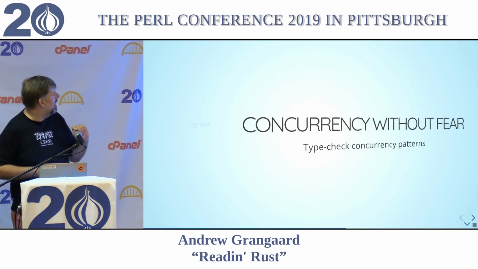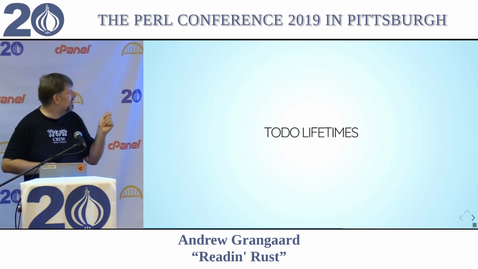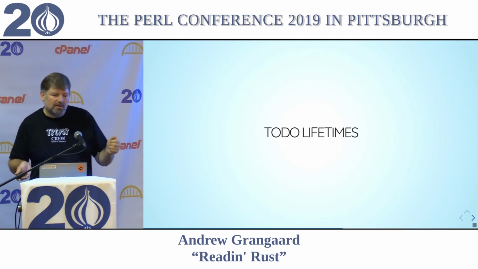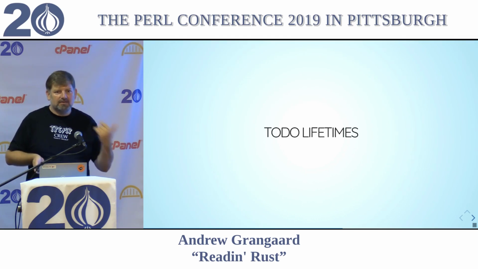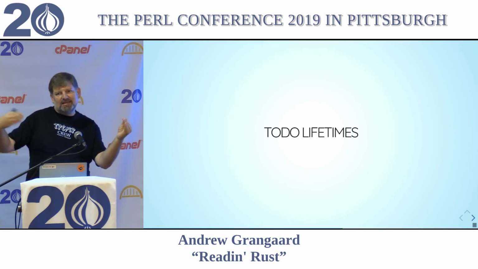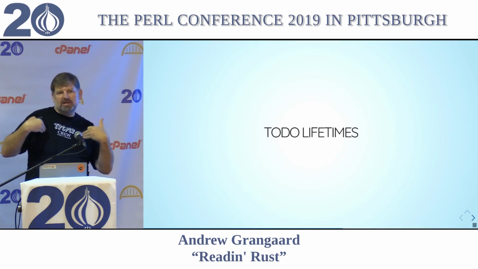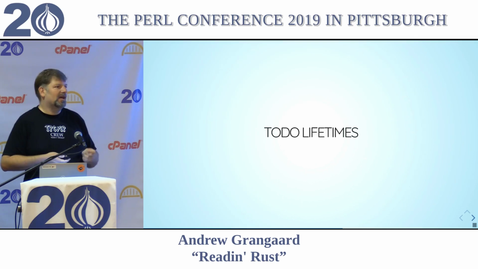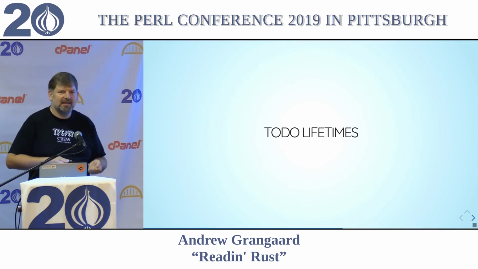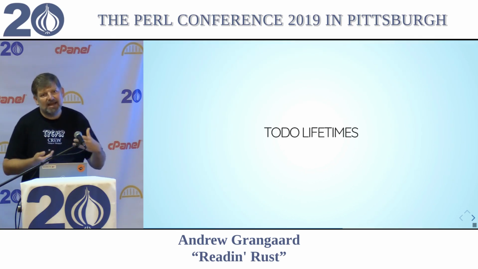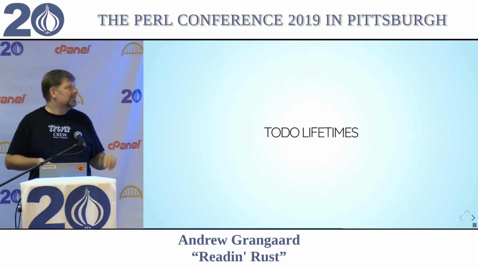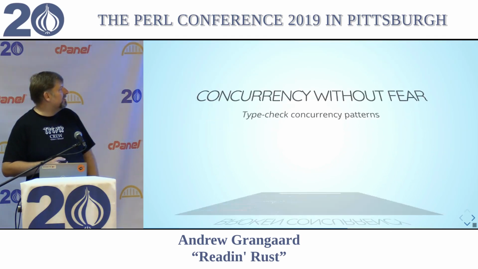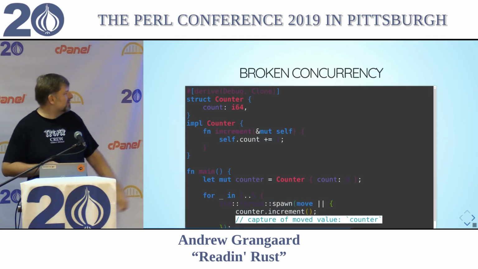Lifetimes are the third part of the memory model, wherein sometimes the borrow checker can't figure out how long things will last, and you have to tell it, hey, this is going to last at least as long as this. I know that because I'm maintaining them, and so it can figure out the lifetimes. It's getting better at lifetimes, but sometimes you do still have to state them, and if you want to declare something statically, there's a special static lifetime. Too complicated for the intro talk, but concurrency without fear: it will type check some concurrency things.